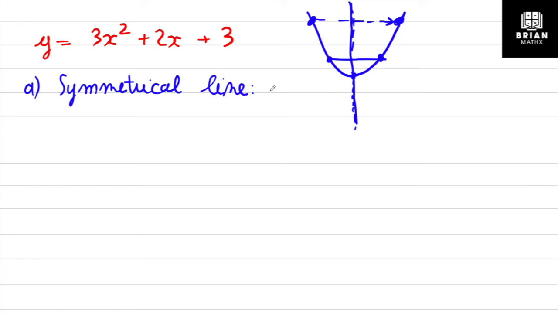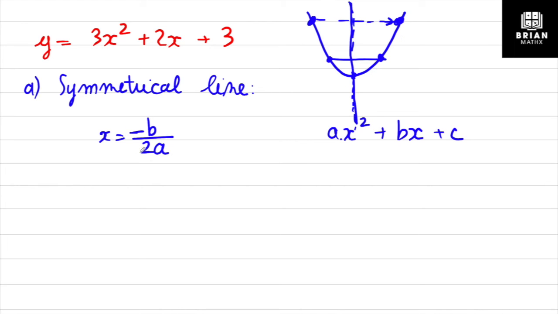And the formula of the symmetry line is x equals negative b over 2a. So what is a and what is b? The general form tells you that the coefficient of x squared is a, the coefficient of x is b, and the constant number is c.